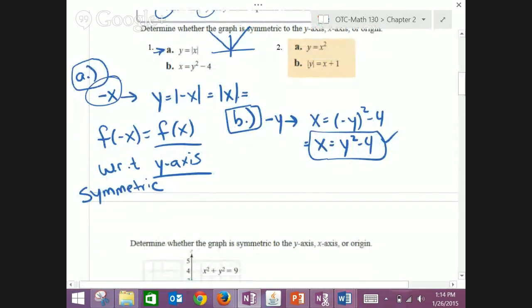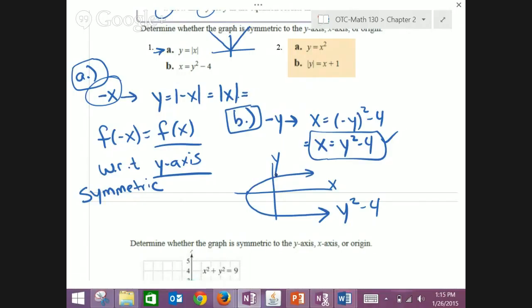If I was to graph this, y is 0, x is minus 4. Yeah, it would look like this. This is y squared minus 4. This is the x-axis, and this is the y-axis. It's kind of like thinking x squared minus 4, but rotated 90 degrees, because I'm switching the role of x and y. So this is the graph of x equals y squared minus 4. It's not a function. We don't like to deal with things that aren't functions in college algebra, except in weird cases when we talk about symmetry. So this is symmetric.